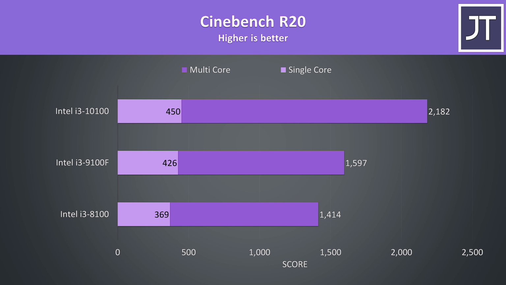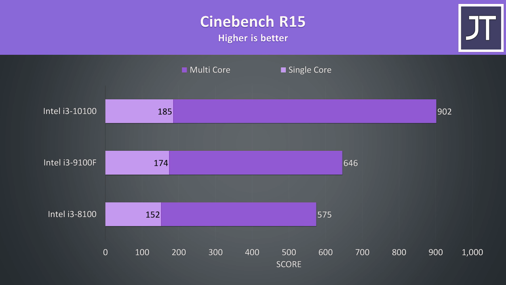Starting with Cinebench R20, I've got the Intel i3-10100 processor at the top of the graph, the next level 9100F below in the middle, then the older 8100 down the bottom. Straight away, we can see the 10th gen i3 has the largest boost in multi-core performance owing to the fact it has hyperthreading unlike the rest. This puts it 36% faster than the 9100 and 54% faster than the 8100.